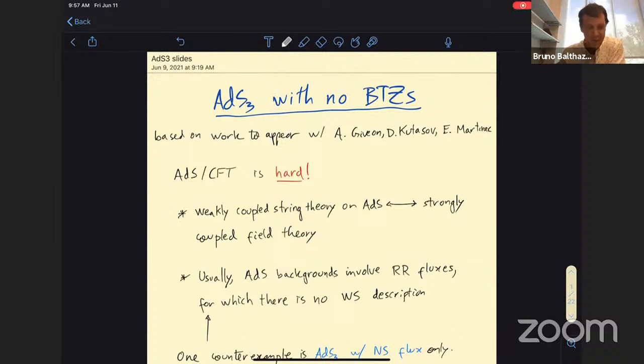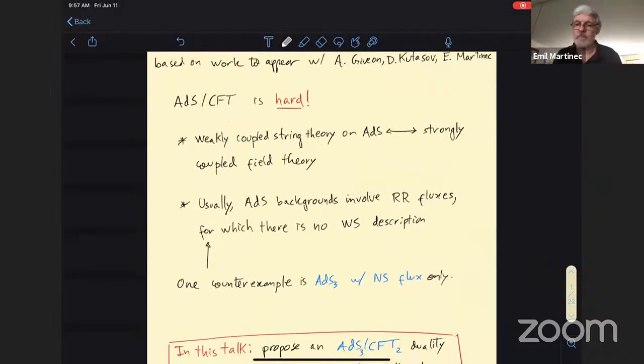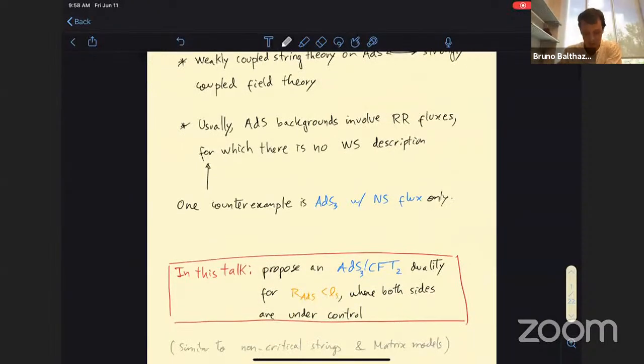We all know AdS/CFT is hard, in the sense that we want a weakly coupled string theory on AdS, but on the other side of the duality, this is a strongly coupled field theory. So apart from some protected quantities, it's hard to explore both sides of the duality at the same time. Another reason why it's hard is that, at least in most cases, the AdS backgrounds involve RR fluxes, and we don't really have a good worldsheet description for these backgrounds. So in this talk, we're going to try to get around some of these issues.